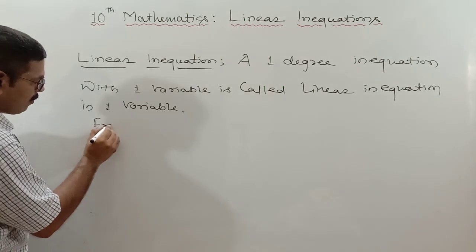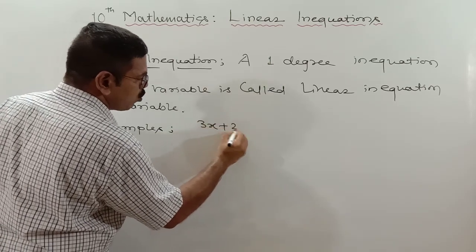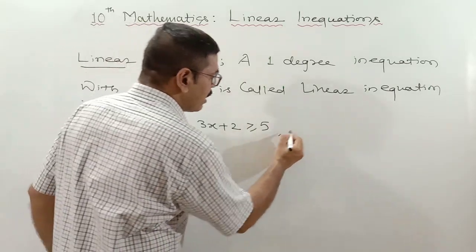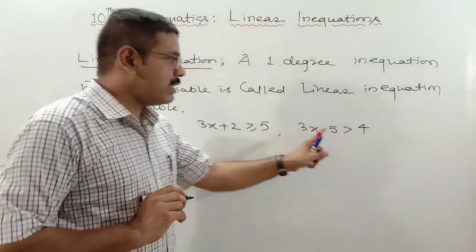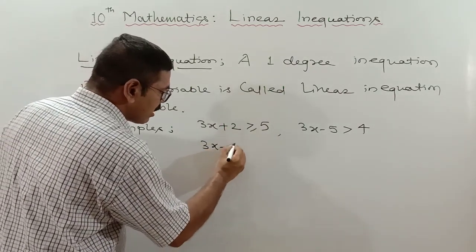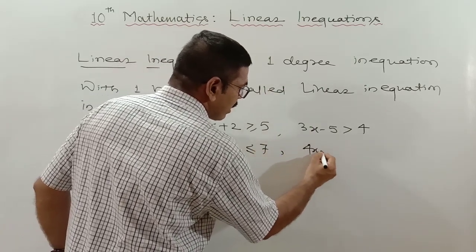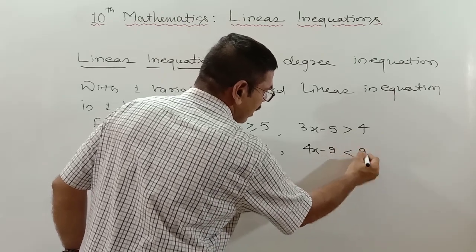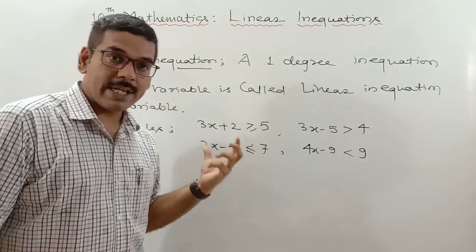For example, we should write the examples. 3x plus 2 is greater than or equal to 5. This is an inequation. It may be like 3x minus 5 is greater than 4. Okay, this is greater than, here it is greater than or equal to. It may be like 3x minus 4 is less than or equal to 7, or 4x minus 9 is greater than or less than 9. This may be. Is it clear? So these may be the forms of linear inequation.